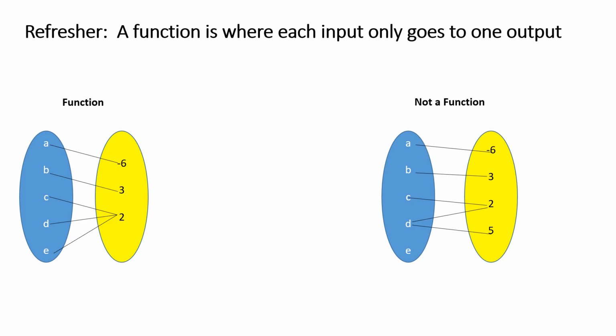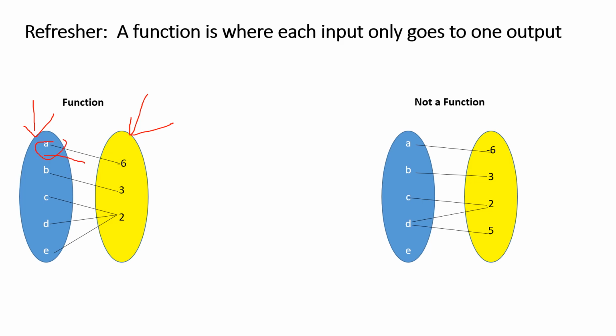Let's review what we learned about functions in the previous set of videos. A function is where each input only has one output. When I state that, what I'm looking at here is on the left, this left set, A through E, I have a series of outputs going to this yellow set, -6, 3, and 2. Each input only has one output going out here.